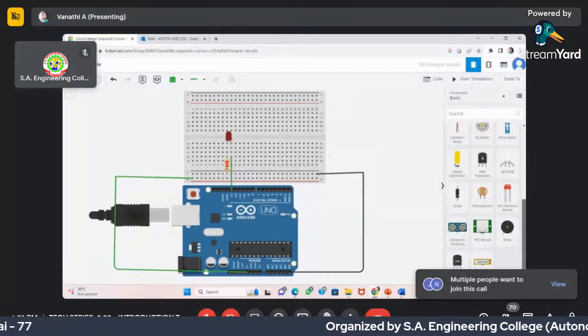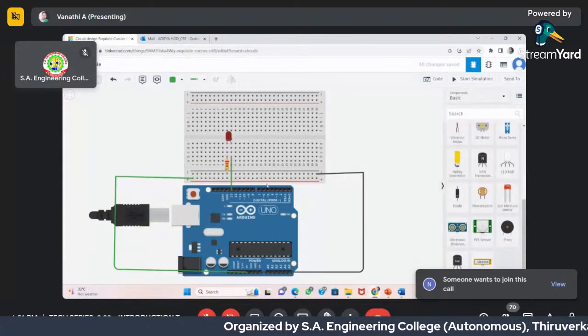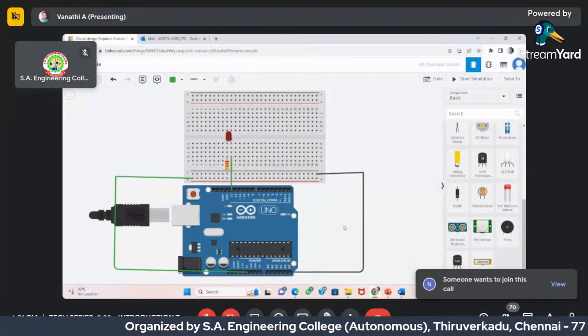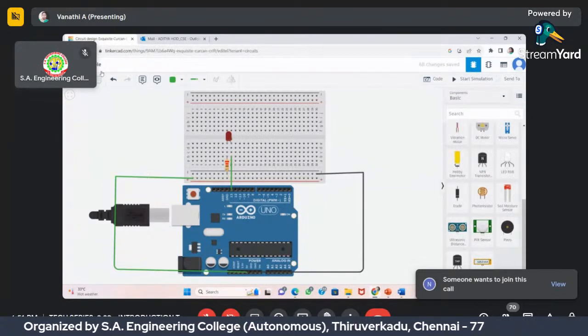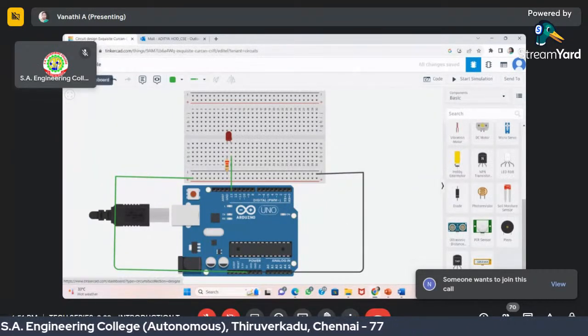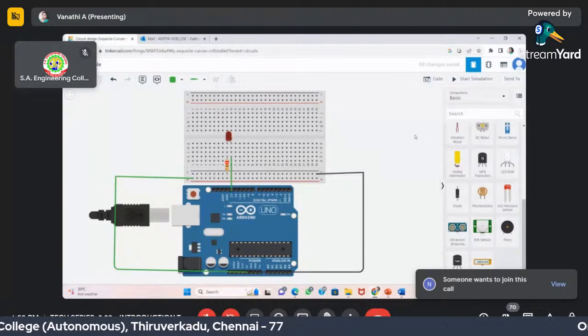All those things can be simulated using this Tinkercad website, so you can utilize it. Many videos are built into Tinkercad itself. You can go through them and explore them also, right?